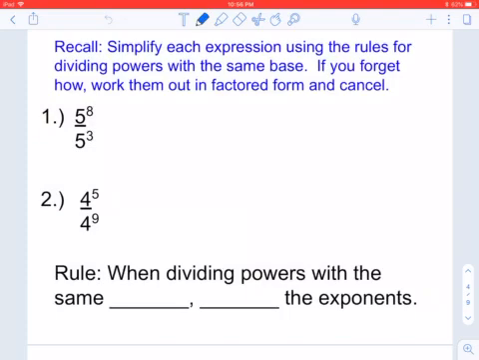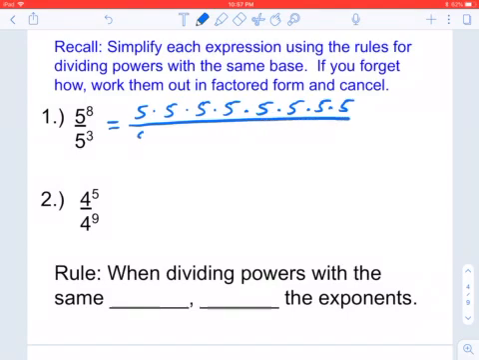Okay, now that you're back, let's do this together. If I forget how to do division, I can just go ahead and do this out the long way in factored form. That's the good thing about remembering how to do factored form. You can always reteach yourself the rule if you just work things out the long way with a sample problem where the exponents are not too big.